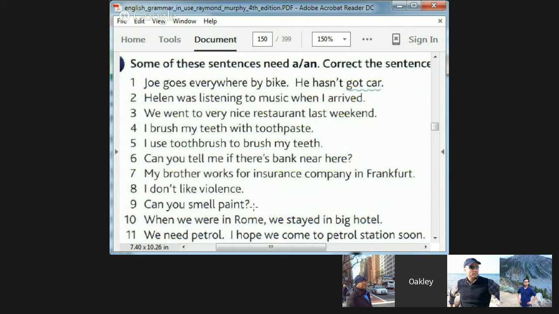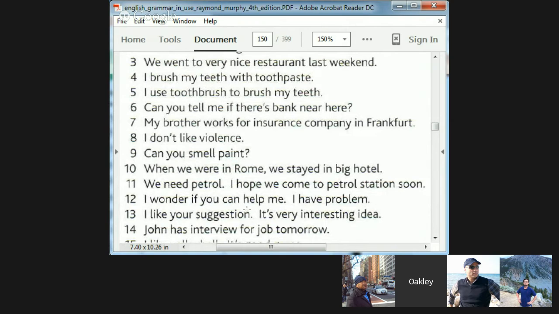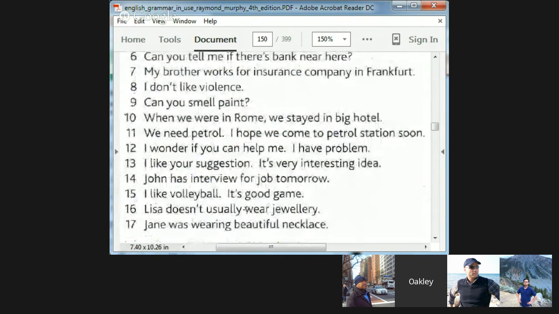Liquids, gases, materials. These are the more obvious kinds of uncountable nouns. It's the abstract ones that are tricky.